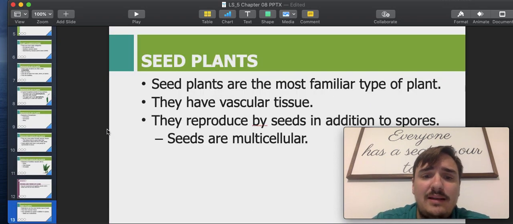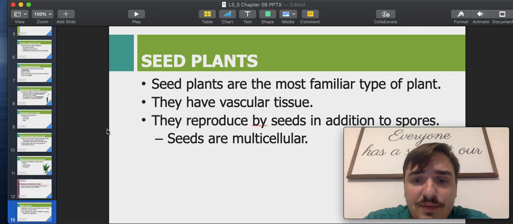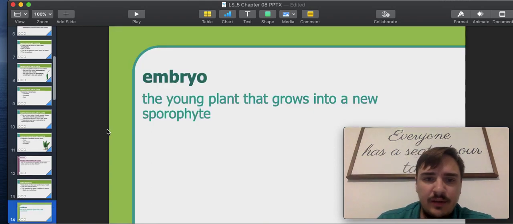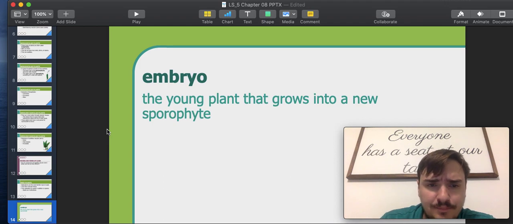All right, then we get to seed plants. Now, there are a couple types of seed plants, but let's go ahead and talk about this. Seed plants are the most familiar type of plants, and they have vascular tissue. Seed plants are also the plants that tend to grow the largest, right, in vertical, so they tend to be the tallest plant. And they reproduce by seeds in addition to spores. Excuse me. Their seeds are multicellular.